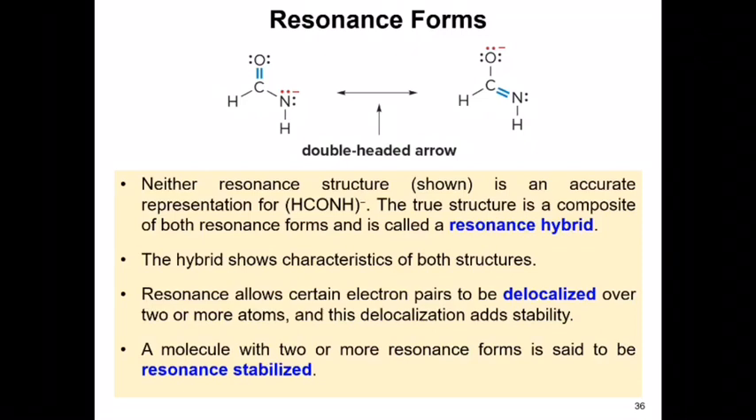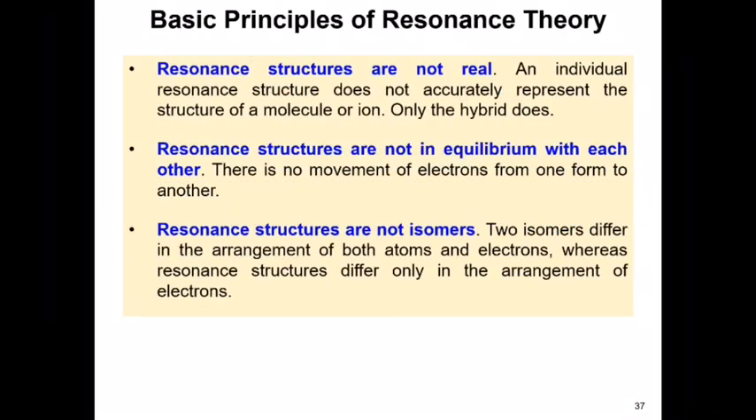This resonance allows certain electron pairs to be delocalized over 2 or more atoms, which adds molecular stability. Hence, a molecule with multiple resonance forms is said to be resonance stabilized. Here's a few important principles that you should always remember regarding resonance structures. Only the hybrid structure can accurately represent the structure of a molecule or ion. Resonance structures are not in equilibrium with each other. And finally, resonance structures are not isomers. Two isomers differ in the arrangement of both atoms and electrons, whereas resonance structures differ only in the arrangement of electrons.